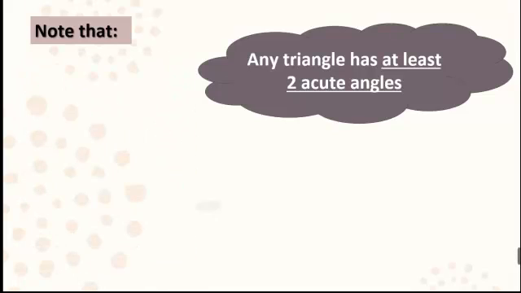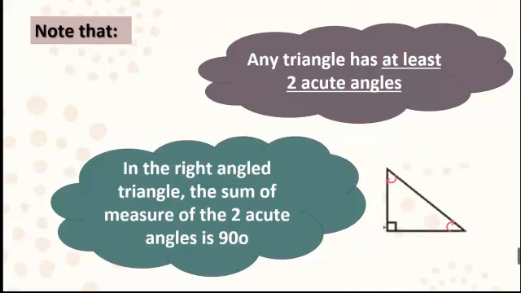Okay, note 2 here. In the right-angled triangle, I have one right angle and two acute angles. The sum of the two acute angles is 90 degrees. This is the second note. Let's see some exercises together.